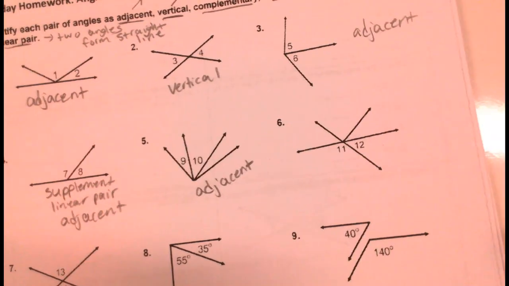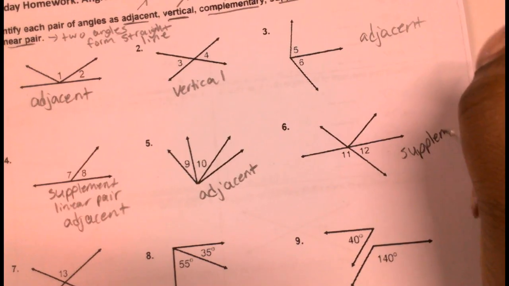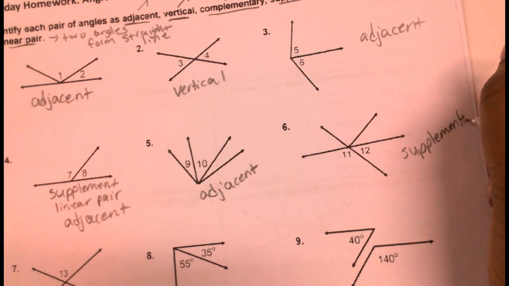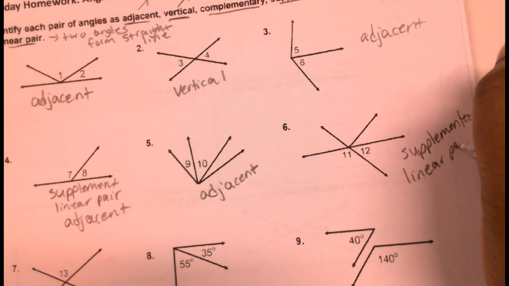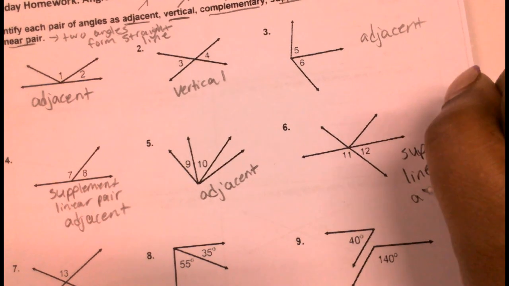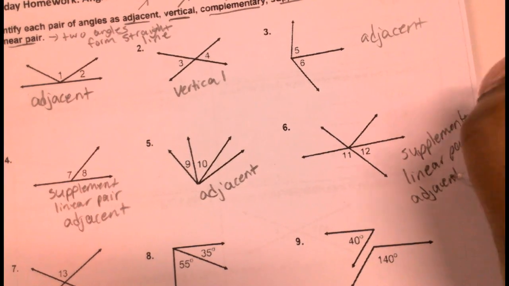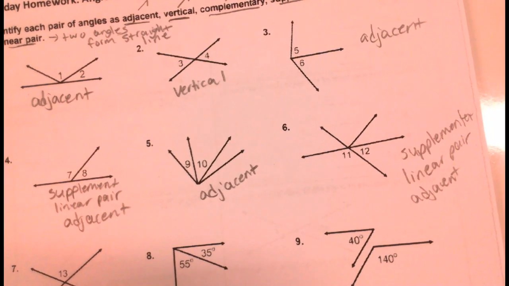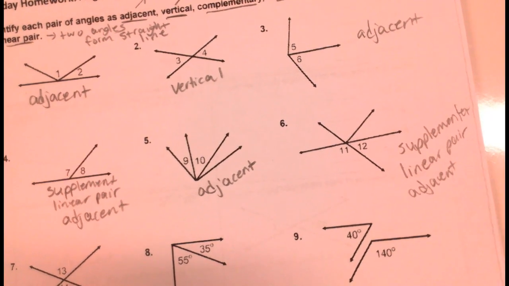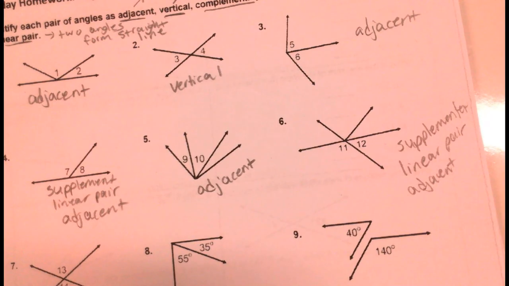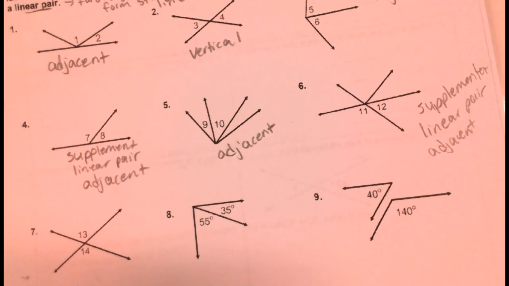What is number six? Supplementary. They are supplementary. They form a straight line, so we know they're supplementary. What else? Linear. They are a linear pair. What else? Adjacent. They are side by side. They are adjacent. Questions? Okay, you should be able to finish the rest of those on your own. Are there any questions, comments, or concerns about the homework?